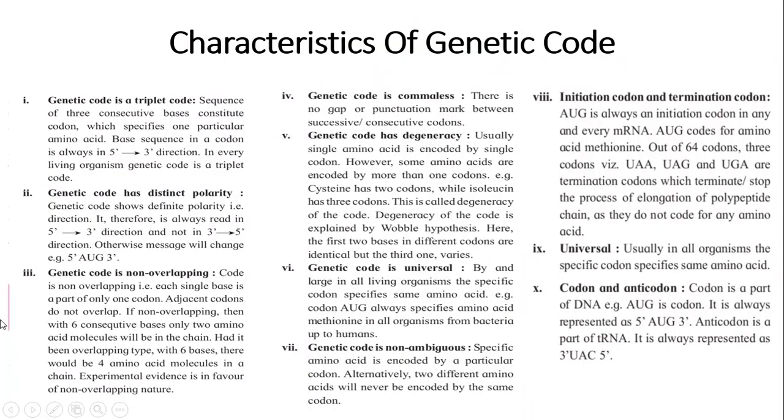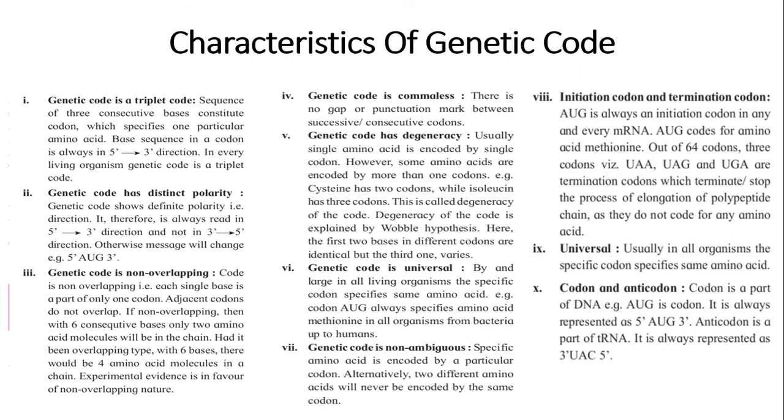Next topic, that is characteristics of genetic code. Genetic code shows 10 different characteristics. Number 1, genetic code is a triplet code. The sequence of 3 consecutive bases constitutes a codon which specifies one particular amino acid. Base sequence in a codon is always read 5' to 3' direction. In every living organism, genetic code is a triplet code.